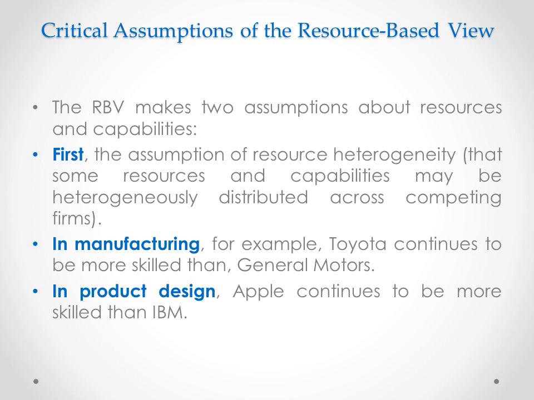The critical assumptions of the resource-based view. The resource-based view depends on two main assumptions about resources and capabilities. The first assumption is resource heterogeneity. It means that each company has its own resources, and not all resources are the same or identical. Some companies have much better resources than others. For example, in manufacturing, Toyota continues to be more skilled than General Motors, and in product design, Apple has more ability than IBM.